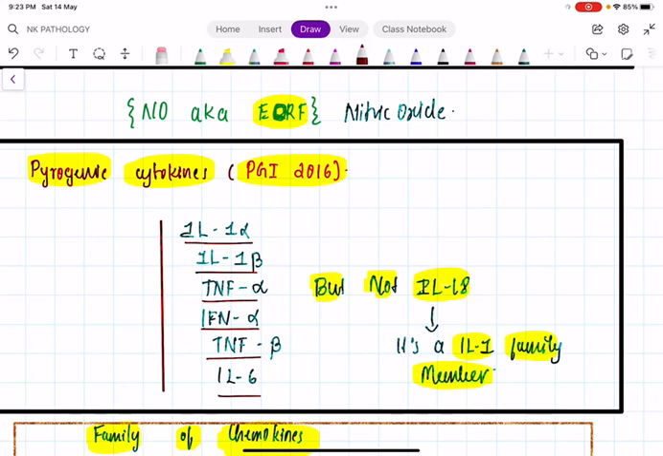Remember the question they are going to ask. Interleukin 18 is also a member of the interleukin 1 family of cytokines, but remember it is the only interleukin belonging to the interleukin 1 family which is not pyrogenic. Remember, interleukin 18 is not pyrogenic.